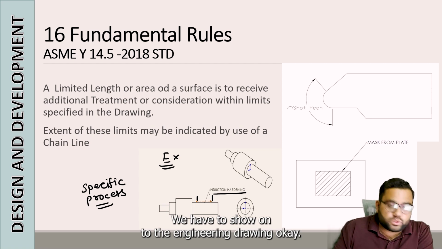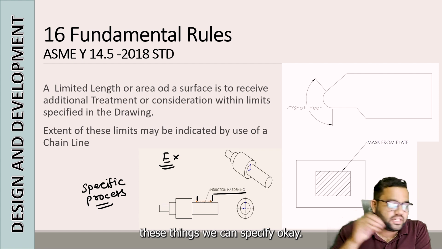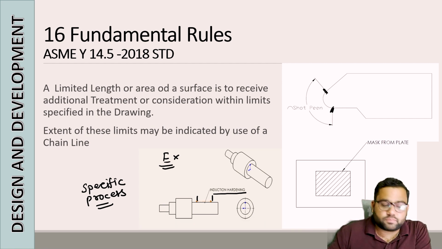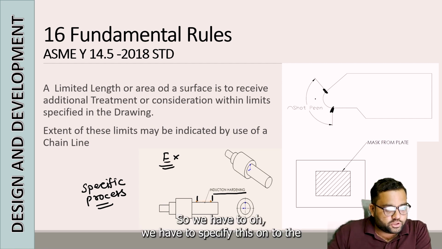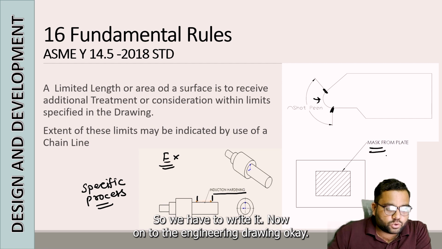We have to show this on the engineering drawing. So these things we can specify. In this case, you can see that only this area requires the short pin. So we have to specify this on the engineering drawing, or we have to require the masking on the plate. So we have to write it down on the engineering drawing.